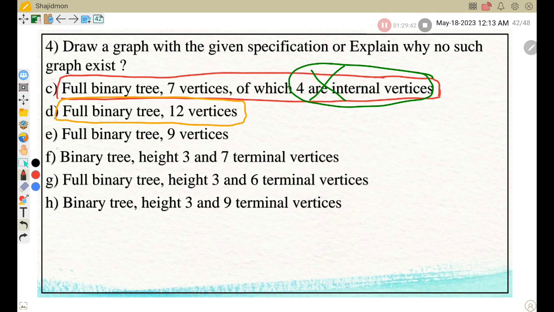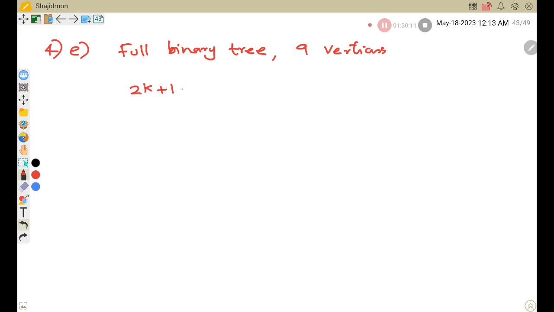Now we will go to the next question. Question number 4E part. Full binary tree with 9 vertices. So 9 vertices means 2k plus 1 equal to 9. Correct? So 2k equals 9 minus 1, so 2k equals 8. So k will be what? 4. Correct? So k equals 4.